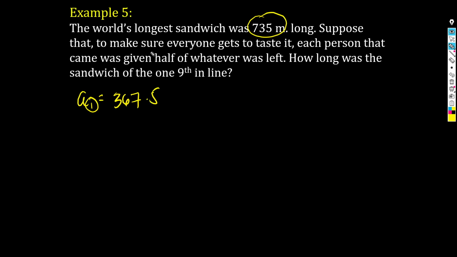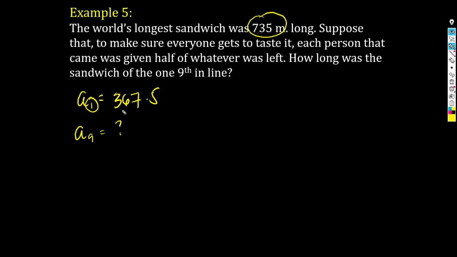Now again, suppose that to make sure that everyone gets to taste it, each person that came was given half of whatever was left. So again, we capitalized on the usage of the n value, the subscript, to mean the rank of the person that is tasting at the moment. So guy number 1, what's available to him is 367.5 meters of sandwich. So, ang hinahanap natin bale dito ay a sub 9. Tama? Kung ano yung allotted for the 9th person.